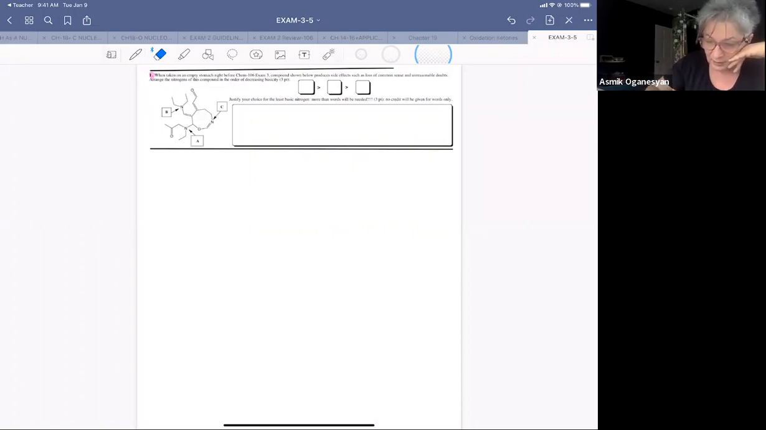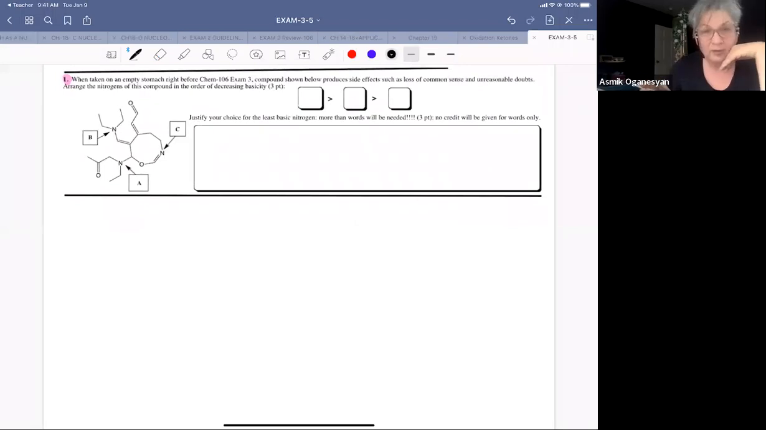But let's take a good look at the problems that we are given on this exam. So we have a compound. When taken on an empty stomach right before Chem 106 exam 3, the compound shown below produces side effects such as loss of common sense and unreasonable doubts. I think you have those side effects during the exam all the time. So arrange the nitrogens of this compound in the order of decreasing basicity.